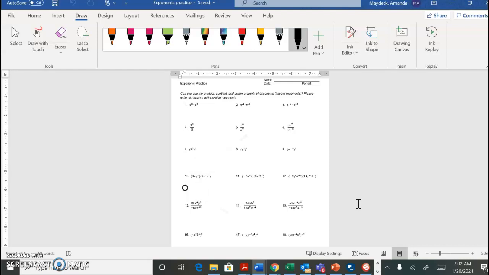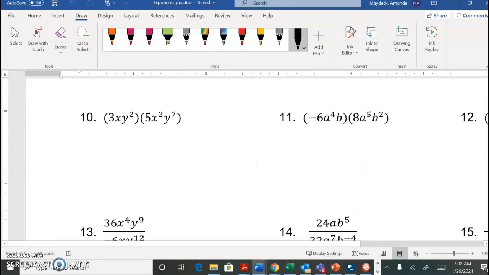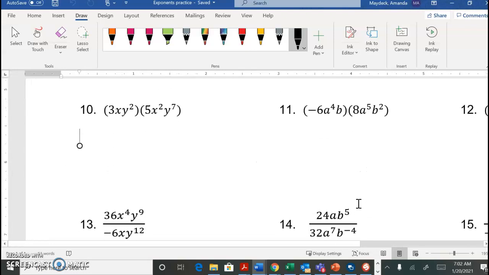So if you could please go ahead and move to question number 10. I want to do an example where you're multiplying pretty complex terms together, one where you're dividing, and then one where you're using the exponent to an exponent, or power to a power, rule to simplify other terms. So we'll start with number 10.